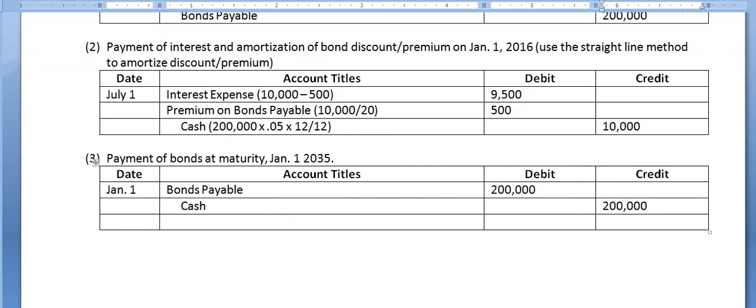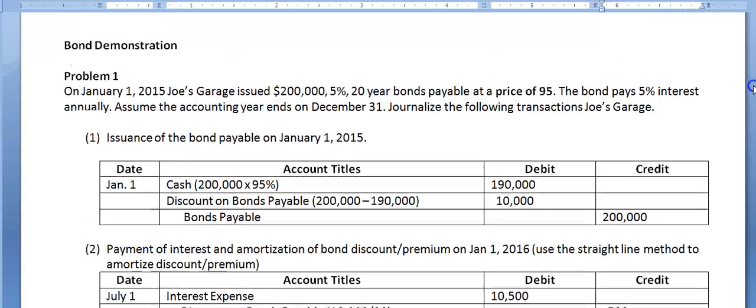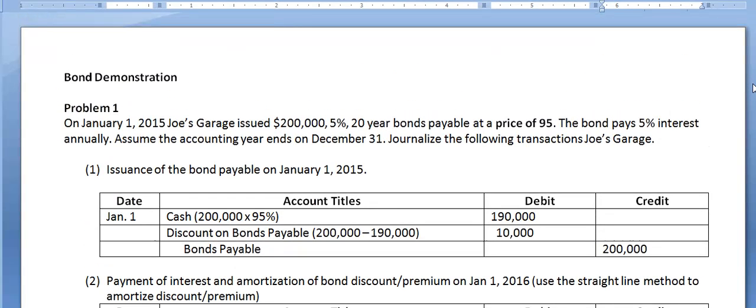So I hope that helps you understand bonds a little bit better and the differences between premiums and discounts. Remember, you can watch this over again. You can also watch your interactive presentations over again. And if you have any problems, please feel free to send me an email or give me a call.